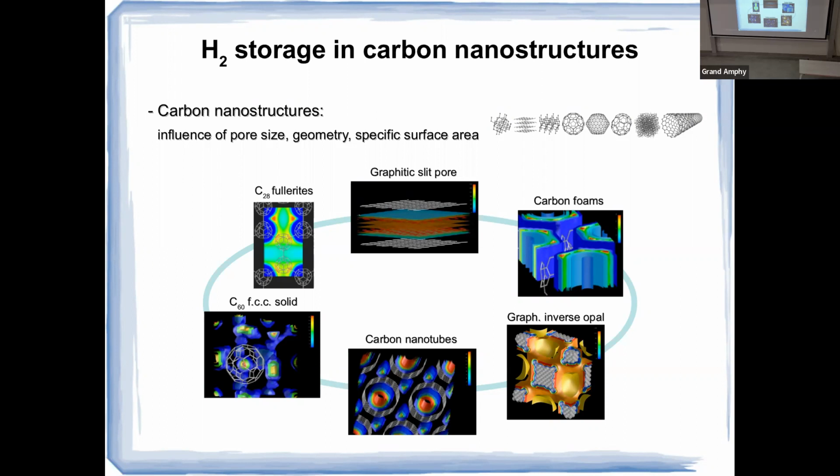So there are several examples here of calculations carried out for carbon nanostructures. Carbonaceous materials are important, even if we know that more complex materials with more complex chemical compositions can store more hydrogen. These are important because we can use them to learn how the storage capacity depends on different parameters like the specific surface area or the size or the shape of the pores, and then we can use this to try to design hydrogen storage media using more complex materials.